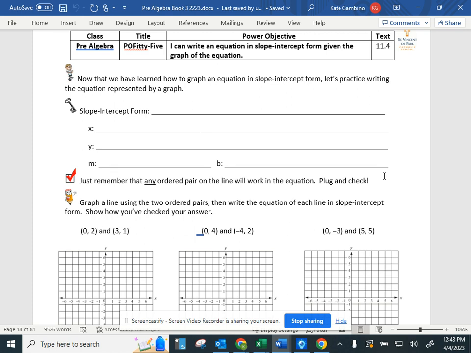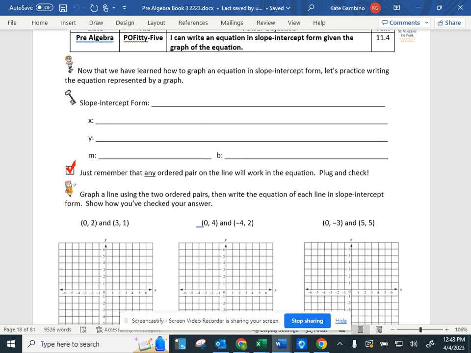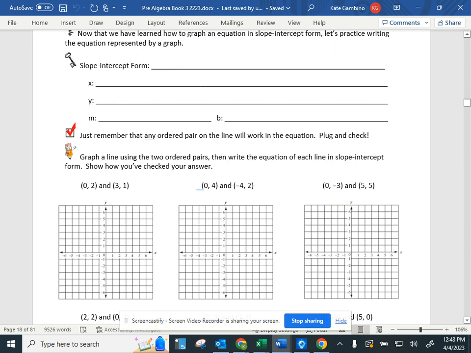Today we are going to write an equation in slope-intercept form given the graph of the equation. So we're going to get a graph, and from that we're going to put it into that slope-intercept form. In order to do that, we need to remember what slope-intercept form is. We did it before spring break. I gave you a real quick review as we were correcting. Let's see how much we remember.